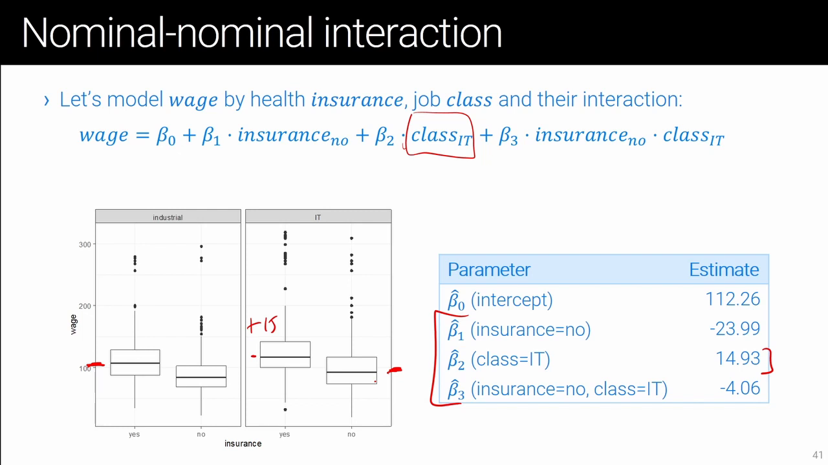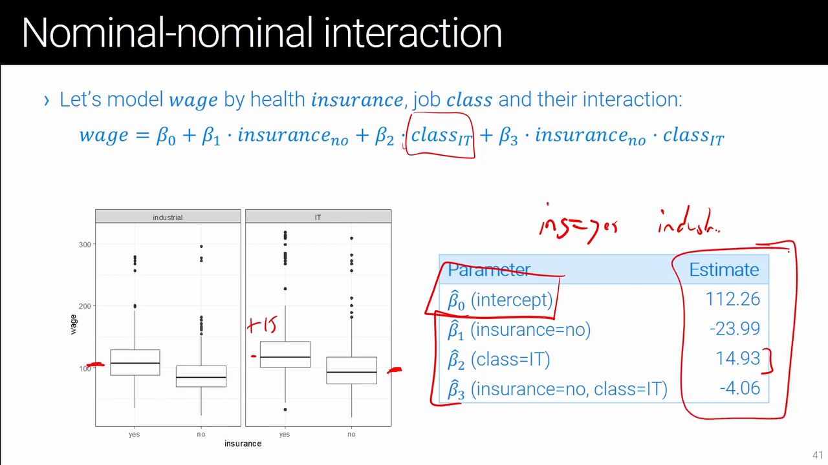We have to keep in mind the very important fact that the intercept corresponds to one specific combination of the two factors. In this case, this is insurance equal yes and industrial setting. Anything that deviates from that specific combination is going to be modeled by the three coefficients, beta 1, beta 2, beta 3. And in the end, all these estimates are giving us the necessary numbers that we have to put together to add and subtract in order to compute the estimate for one specific combination of the factors.